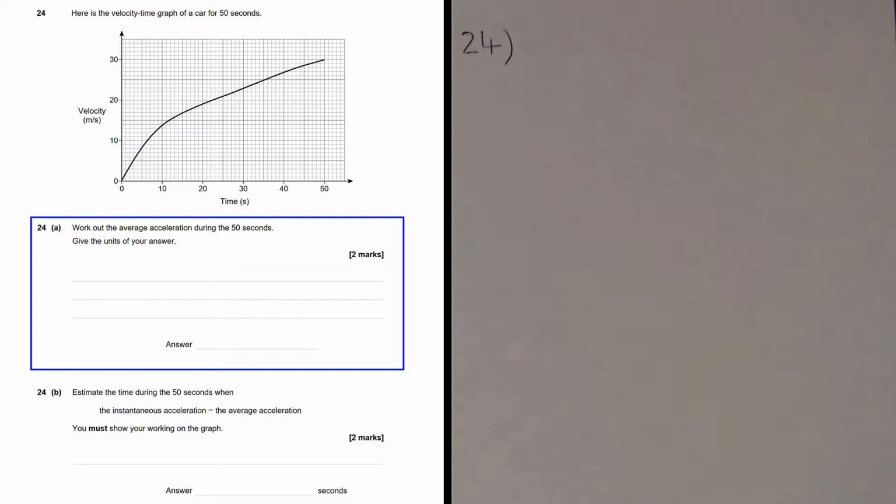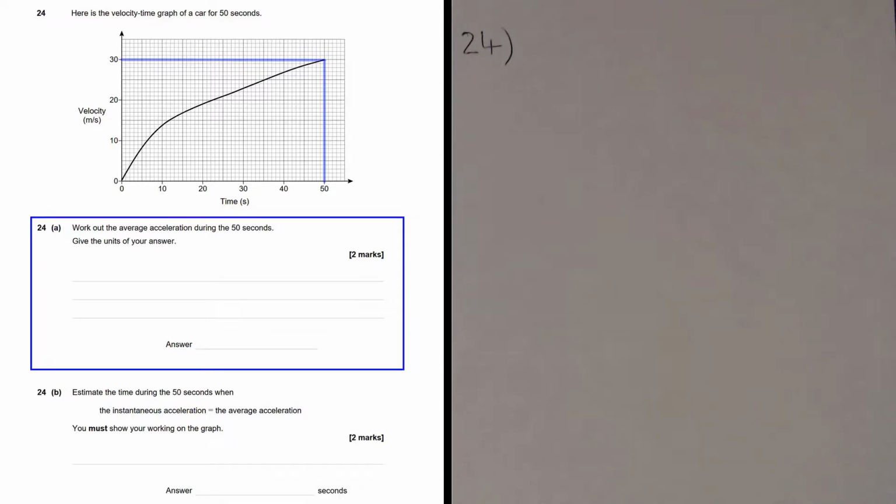In question 24 we are given a velocity time graph of a car over a 50-second period. And in part A, we are asked to work out the average acceleration during the 50 seconds, and we need to give the units of our answer. Well, we can see from the graph quite easily that over the 50 seconds we got up to a velocity of 30 meters per second.